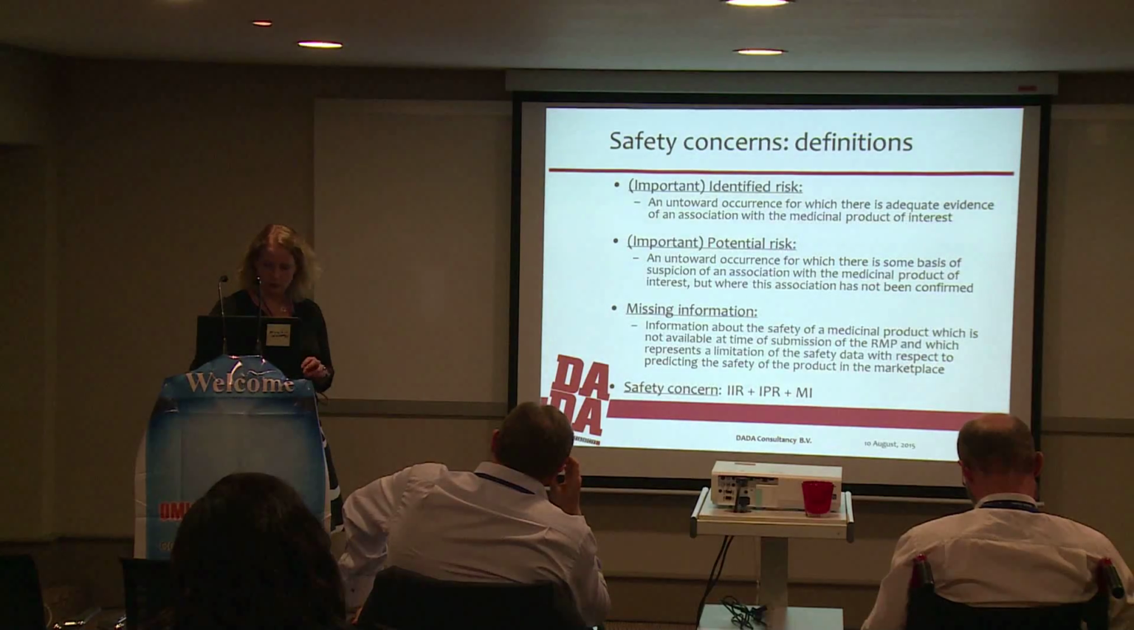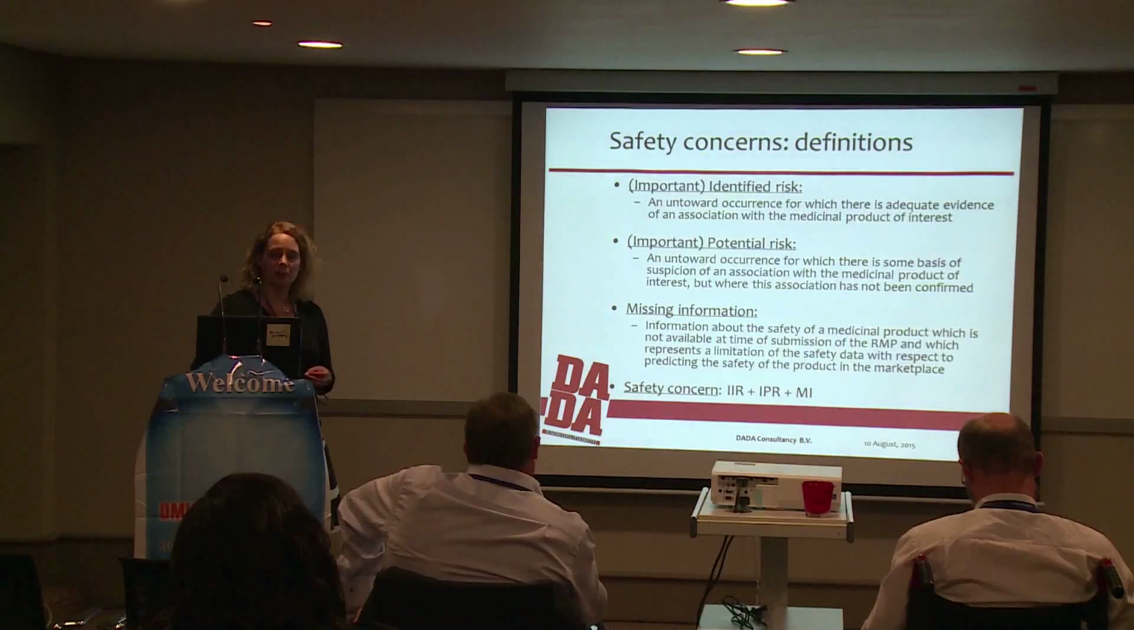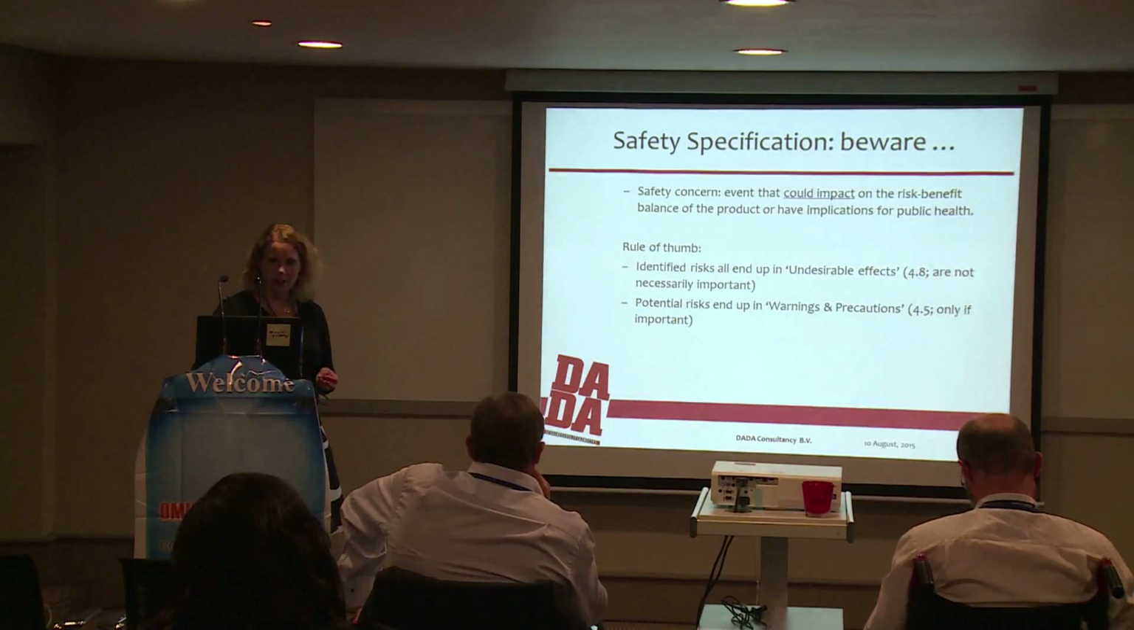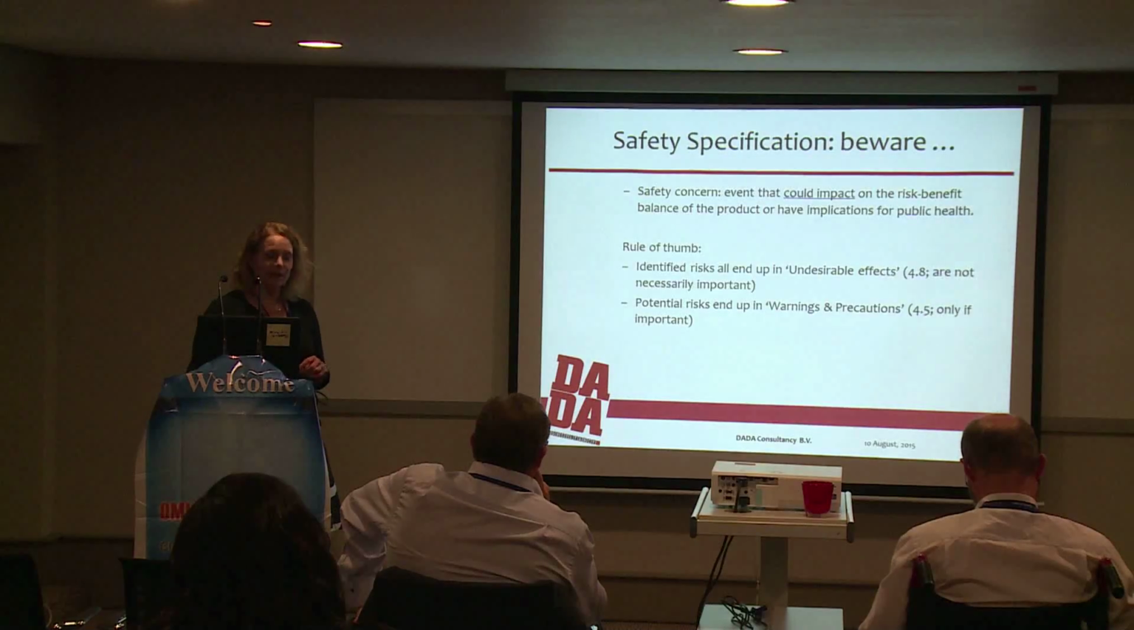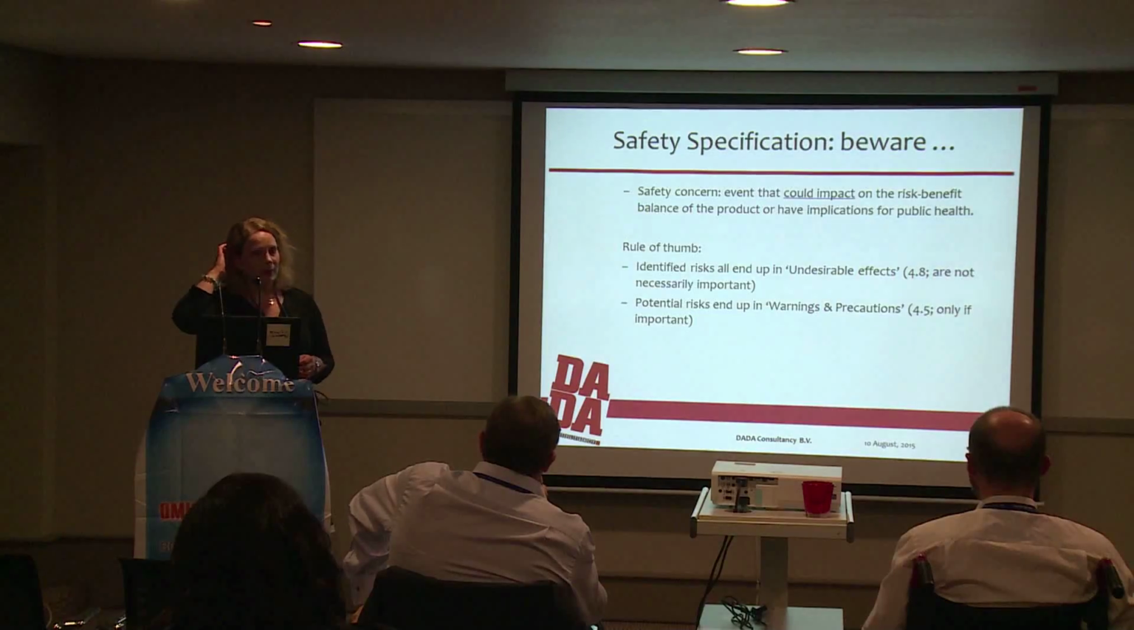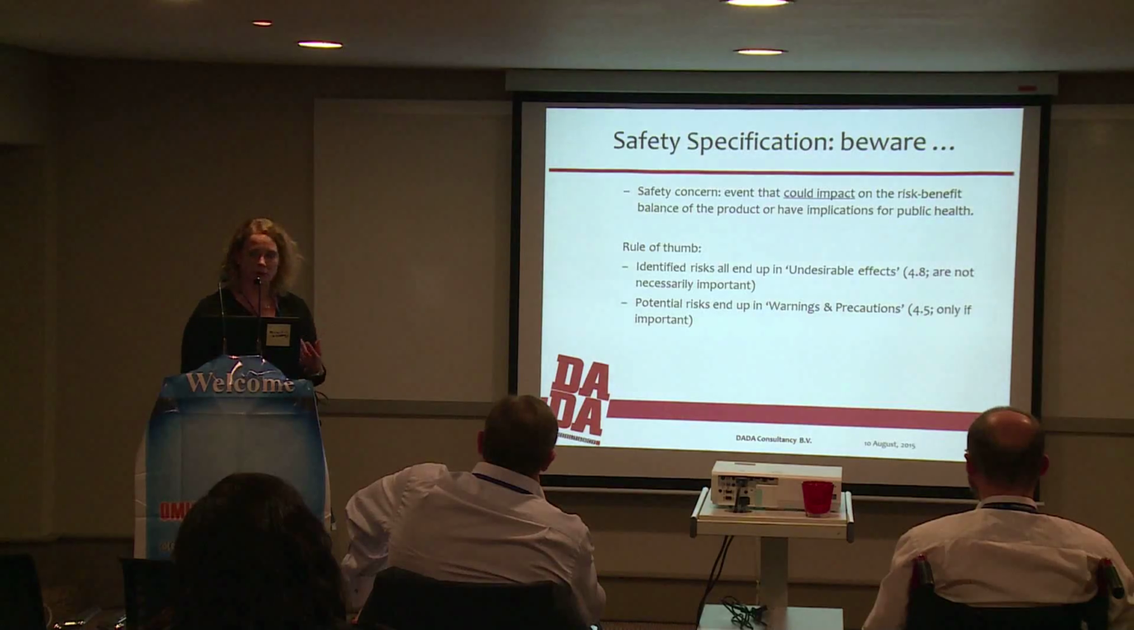What are the concerns regarding safety that you worry about and that you plan to take action upon? A rule of thumb, when you have your SmPC at the time that you're writing the risk management plan, identified risks, they would all end up in the section on undesirable effects, which is 4.8. That doesn't mean they're important. It's just that they're identified, that this is what we know can occur when you take the drug. And potential risks, they would end up in the warnings and precautions section, but only if they are important to warn for.